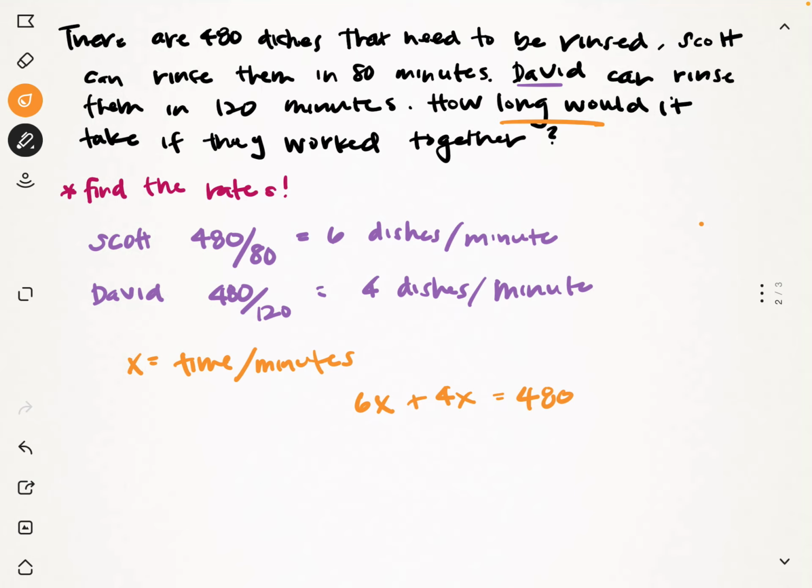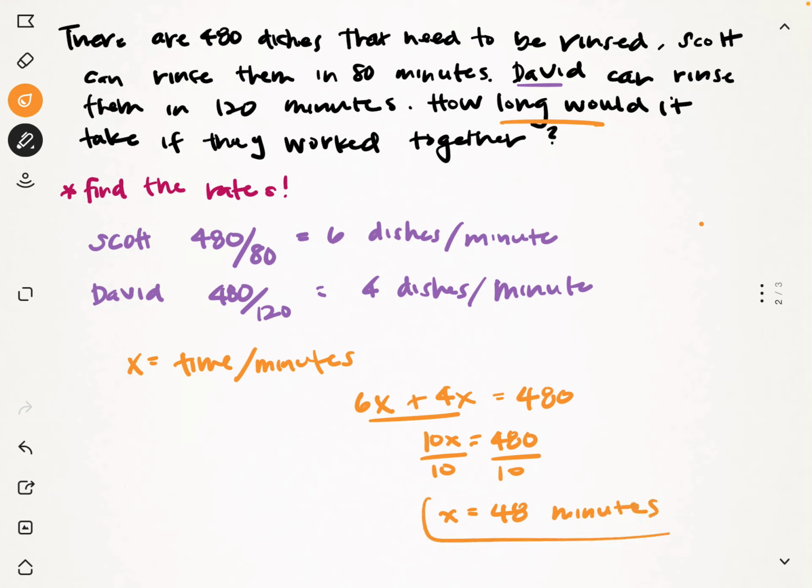So this is pretty straightforward here. 6x plus 4x, they're like terms. That's 10x. Then we divide by 10. So x is going to be 480 divided by 10, which is 48 minutes. And it's always good to go back and check, right?